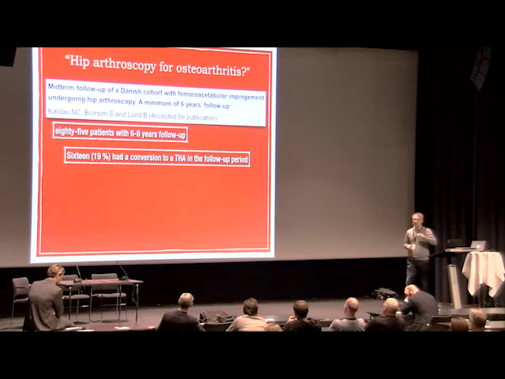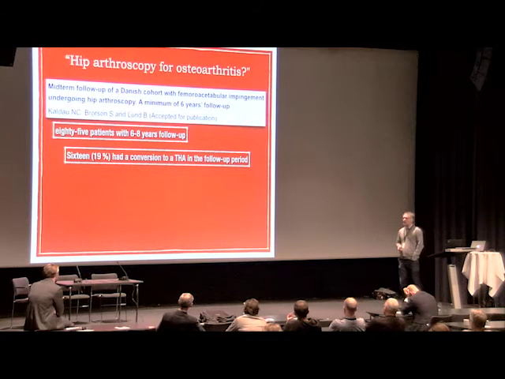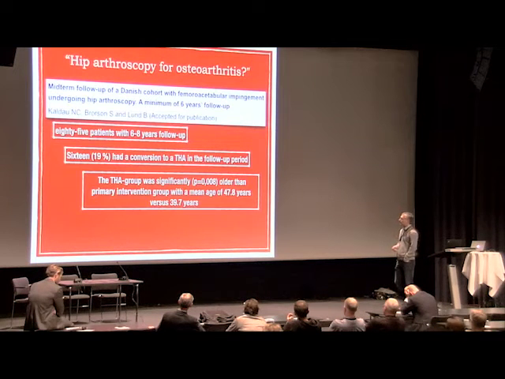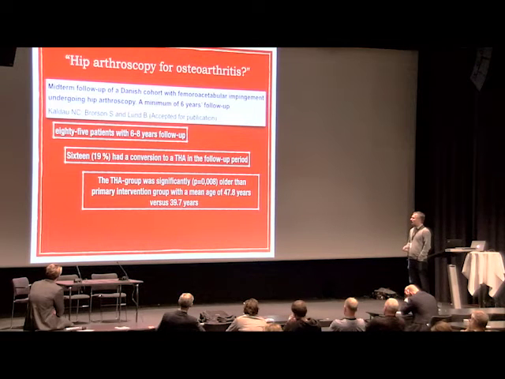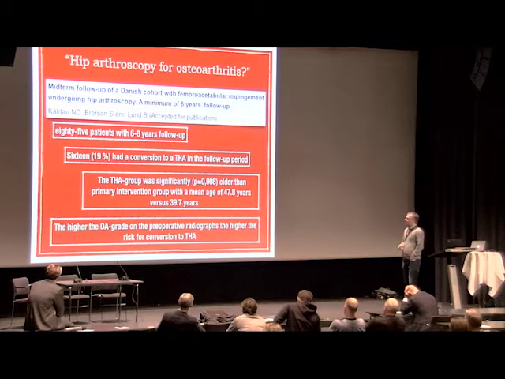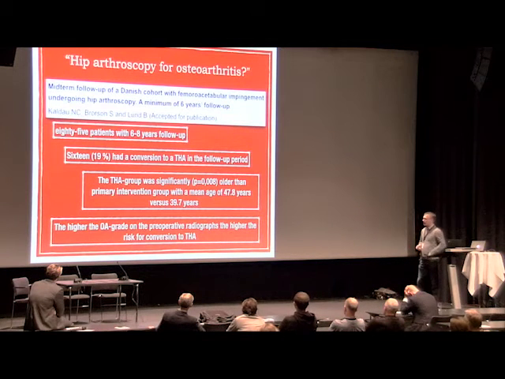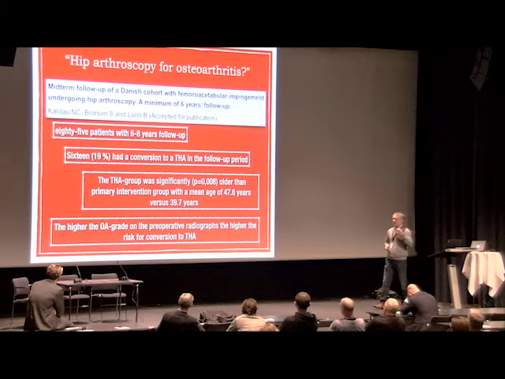19% of these FAI patients had a total hip in the follow-up period. The total hip arthroplasty group was significantly older than the primary intervention group. They were almost 48, and the others were 8 years younger. The higher the OA grade on the pre-op radiographs, the higher the risk for conversion to total hip.